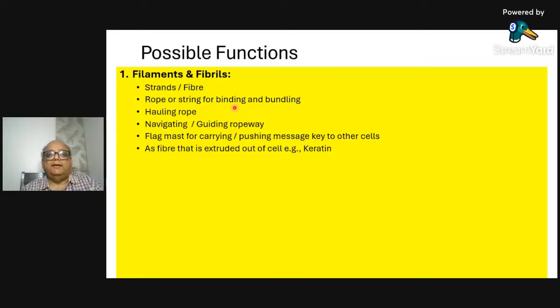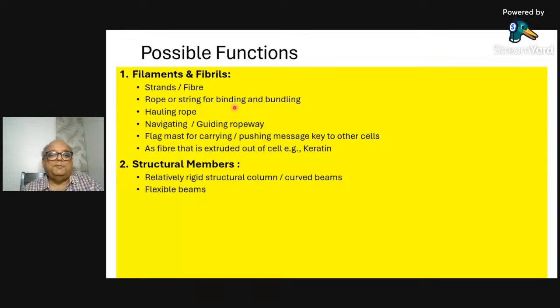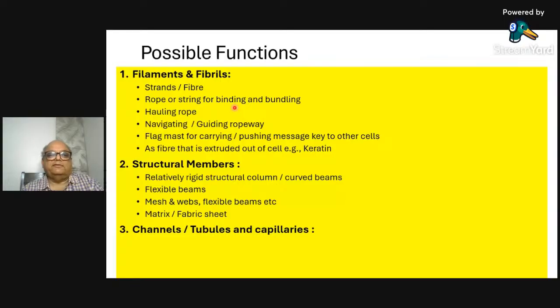And they can come out of the cell and have some other functionality as a tissue. Okay, so that's another possibility that it can manifest into. Then there are structural members which form the shape and structure of the cell. So these could be relatively rigid structural columns, curved beams, flexible beams. Okay, mesh, web, flexible beam, flexible hoses, matrix, fabric, and so these are all structural things which can form the infrastructure of the cell.